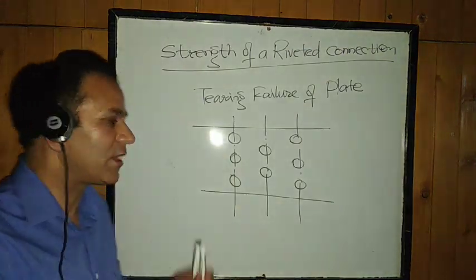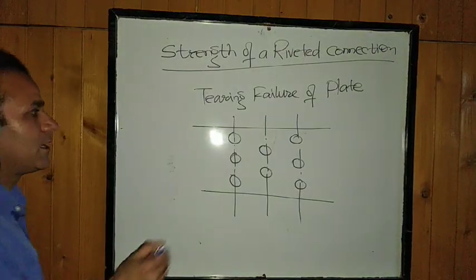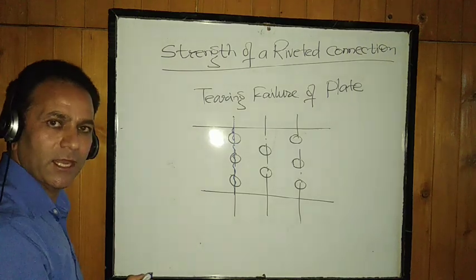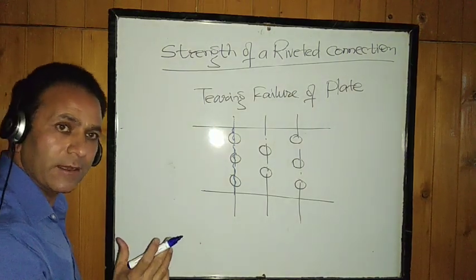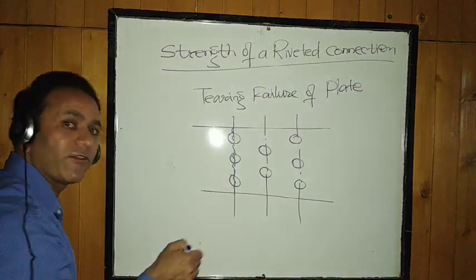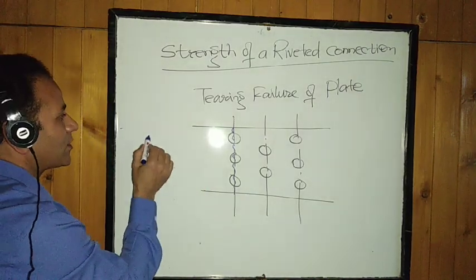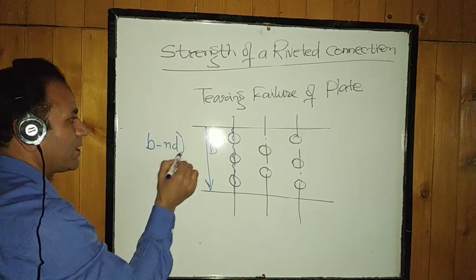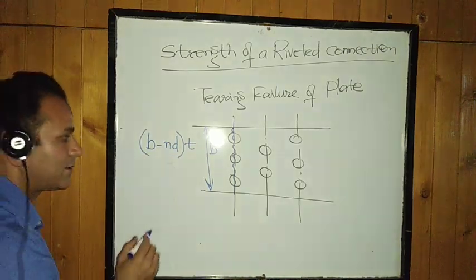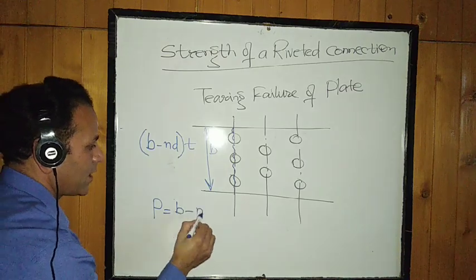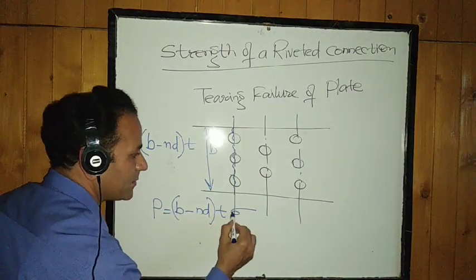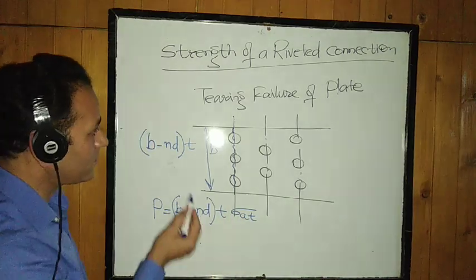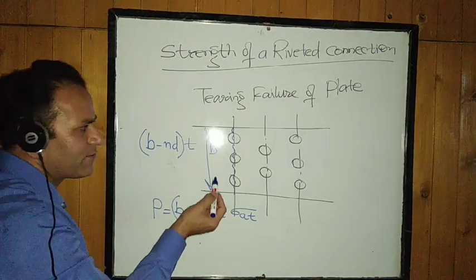Now plate has got a certain width, we are reducing the area by drilling holes. Tearing may follow a certain pattern, say this is the pattern. If tearing takes place here, we have to find out the net area along this particular failure plane. Net area will be B, the width of the plate, minus N into D multiplied by T. This will be the net area. Then strength will be B minus N into D multiplied by T multiplied by the permissible axial tensile stress in the plate.